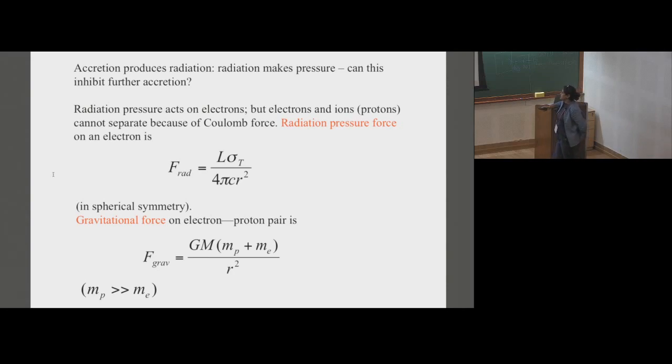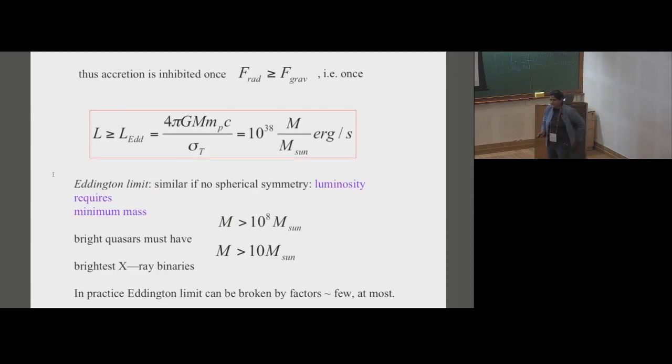Okay, so the radiation pressure acts on both the electrons and ions, the protons, but they cannot separate because of the Coulombic force with the gas that is surrounding. If you look at the radiation pressure on an electron, this is the Thomson cross-section. Again, everything I'm talking about is in spherical symmetry. Then we can compare that to the gravitational force on the electron-proton pair. And you know where I'm going with this. I'm trying to come up with the understanding of the Eddington limit, balancing the radiation pressure with the gravitational force in the innermost regions around black holes. So what you find is that you get an optimal accretion rate called the Eddington rate from this balance.